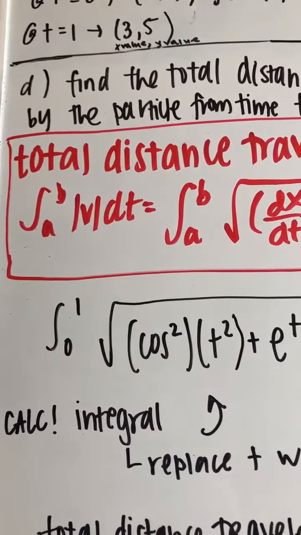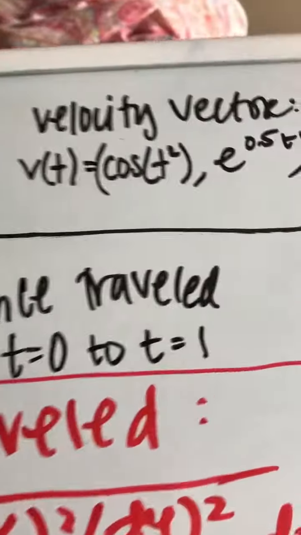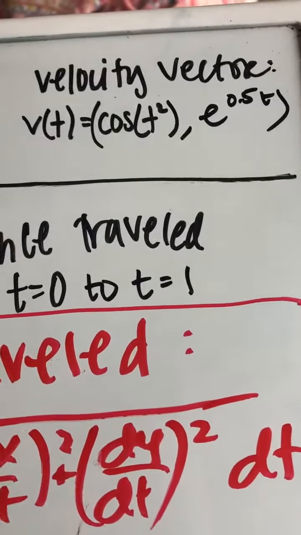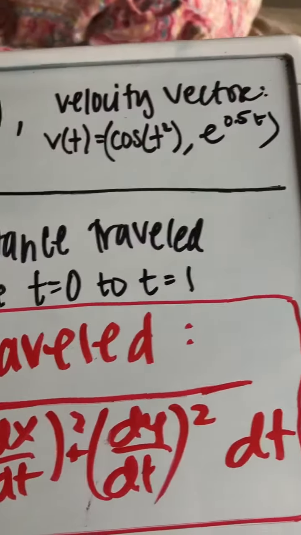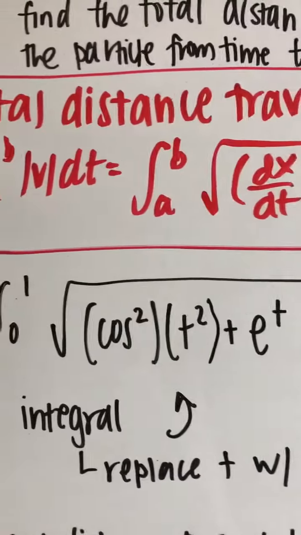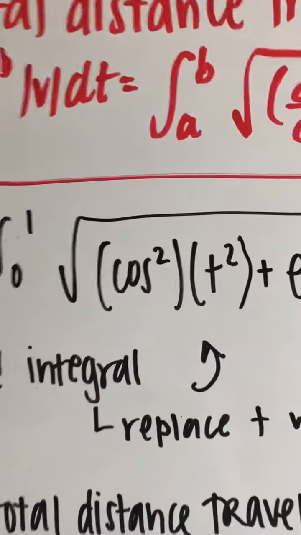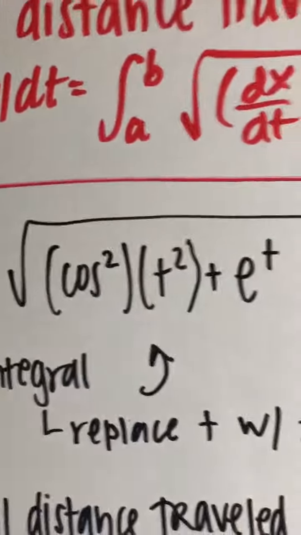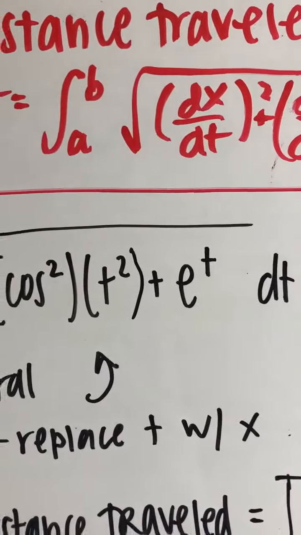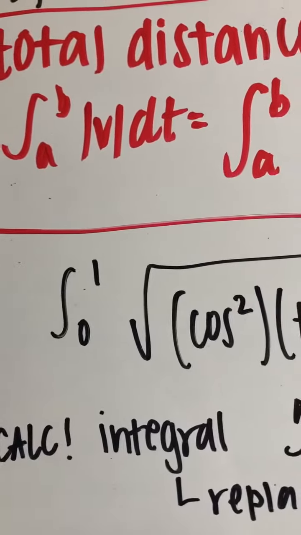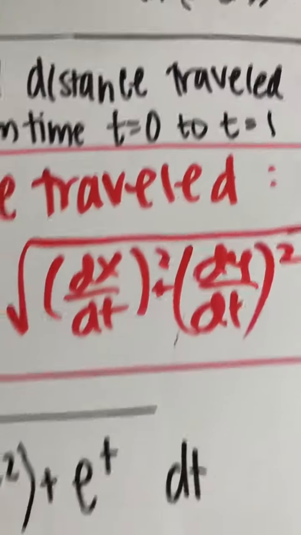Taking that, you're just going to plug in your givens, and like we talked about before, the velocity vector is given, which gives you your derivative, so you have nothing to do there. You can automatically plug it into the square root. Like we did before, we simplified that down: we had the square root of cosine squared times t squared plus e to the t power, dt. Then you put your integral in, from 0 to 1, because that is what's asked in the problem.